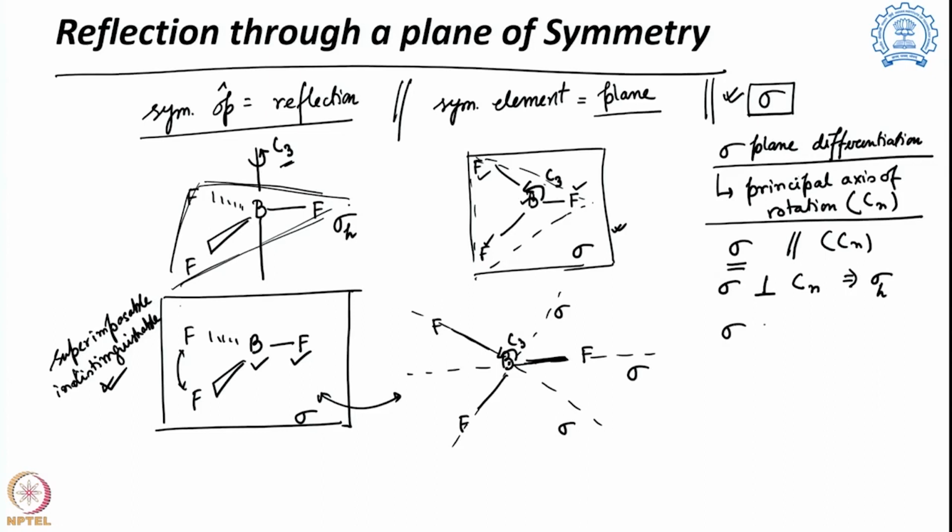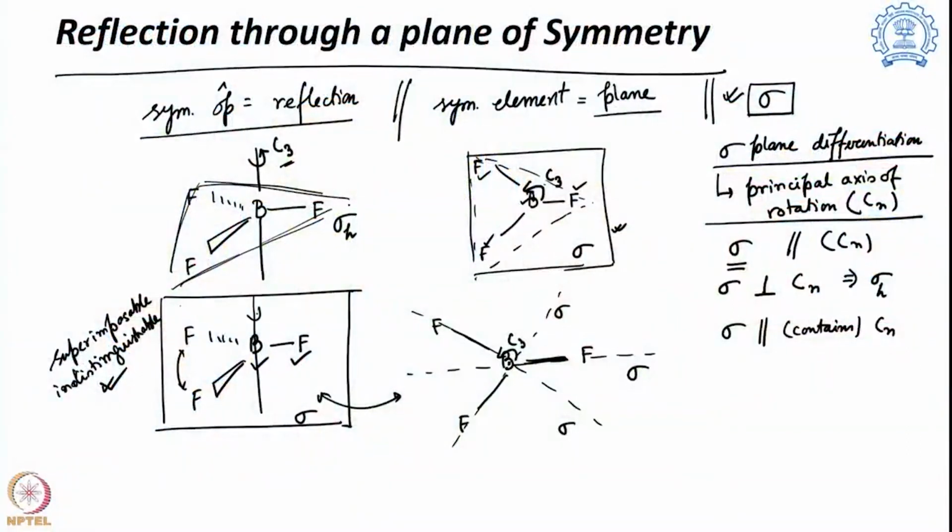And if your sigma plane contains, that means is parallel to, the Cn, that means the main axis of rotation is contained in the plane of symmetry, for example, this one over here, the C3 is in the plane of the board I am drawing right now, and it contains the sigma. If such is the case, we say it is a sigma v. So, this is a sigma v. All of these 3 are sigma v because each of them contains the C3 principal axis of rotation.